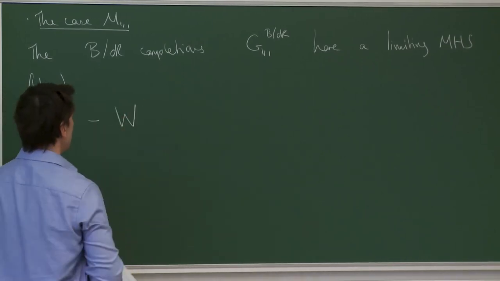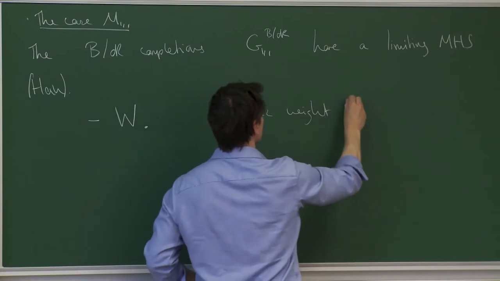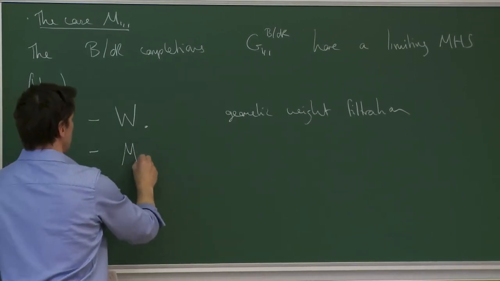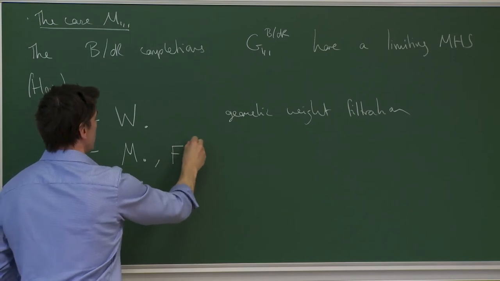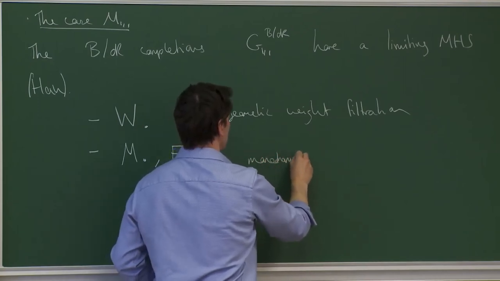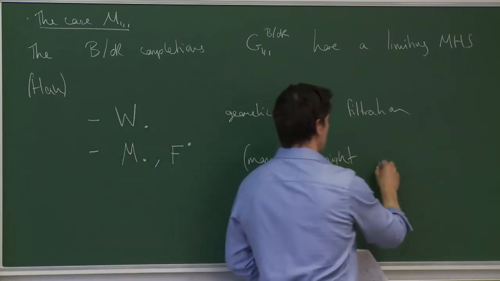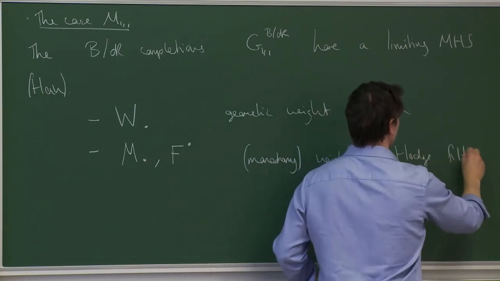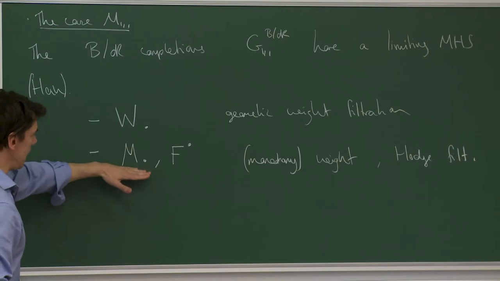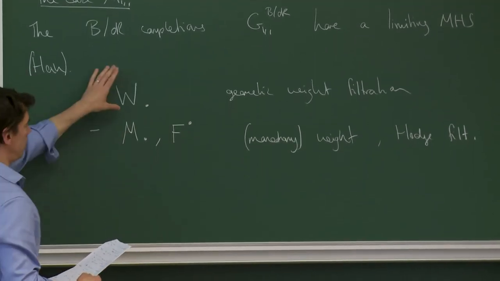Well, it has a geometric weight filtration, W, but it also has another weight filtration, M, and it has a Hodge filtration. So this is called the monodromy, or I might just call it the weight filtration without any adjective, and F is the Hodge filtration. Right, so the weight filtration as a motive, if you like, is M, it's not W. And we think of this as a mixed Hodge structure with an extra filtration W.